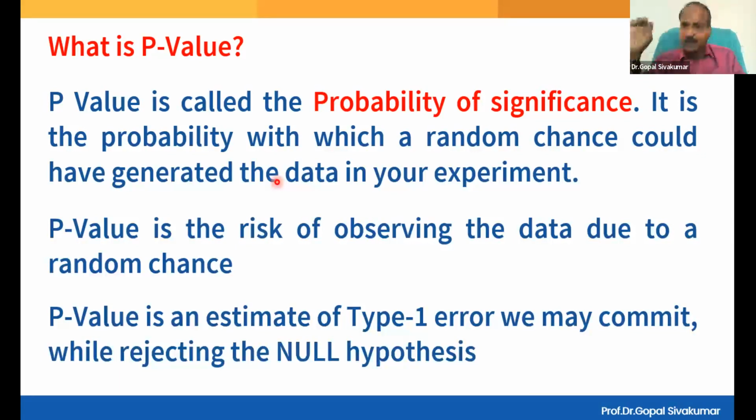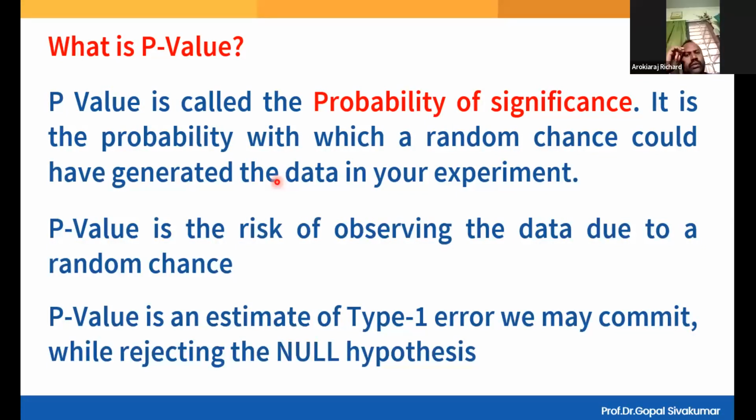How much risk are you okay to take? 5%. So p-value will actually measure the probability for an event to happen randomly. If the probability for an event to happen randomly is 5% or less, then all the rest of the time, it will happen only if the factor is playing.